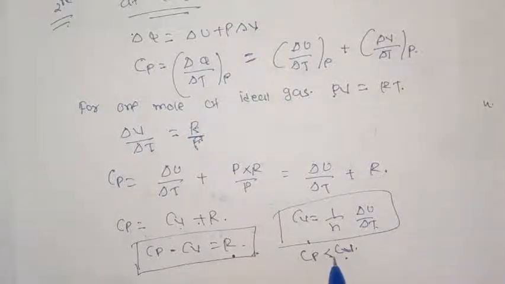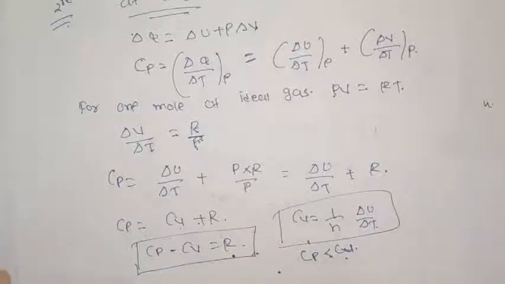There are some substances the volume of which decreases during heating. For example, water. The volume of water decreases between 0 to 4 degrees Celsius. In this case, delta W will be negative, so that heat input is less than that in the constant volume case. That's why Cp will be less than Cv.